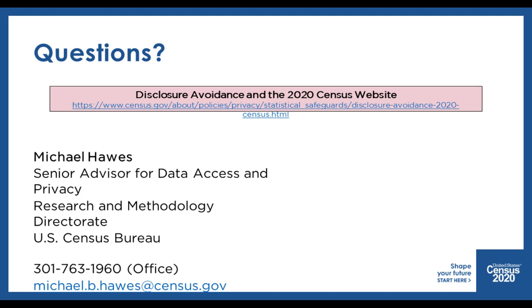The design and optimization of our disclosure avoidance system is still ongoing and will continue over the coming year. If you want to learn more about this initiative, or if you want to stay informed about design improvements to the algorithm, please check out our Disclosure Avoidance in the 2020 Census page at the link here.